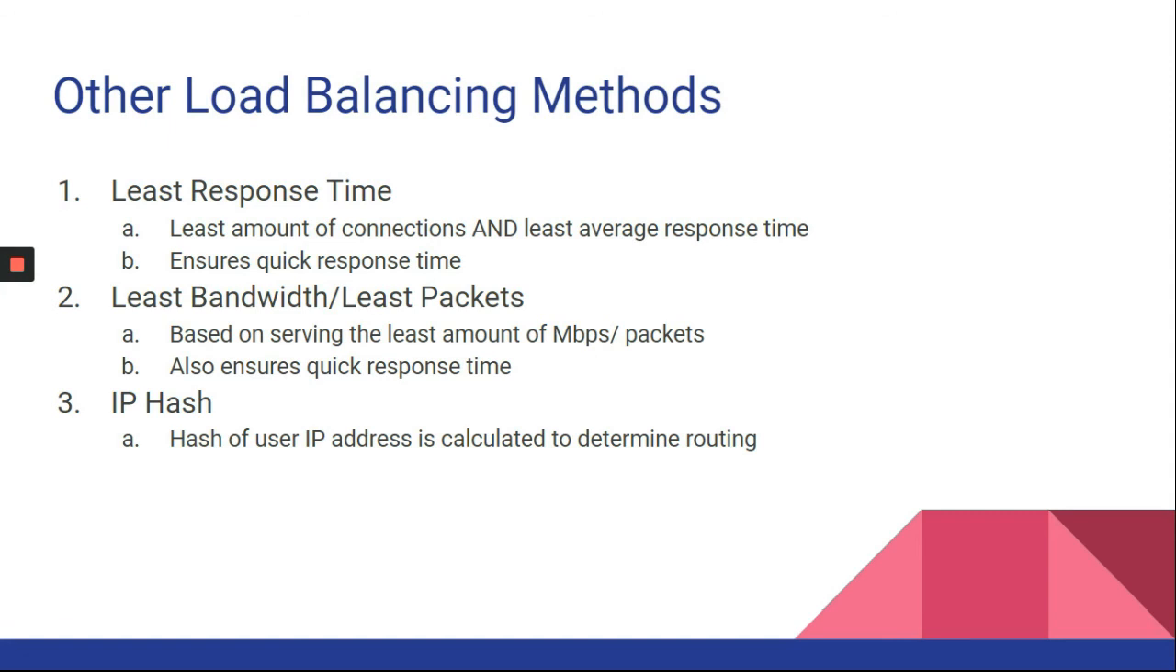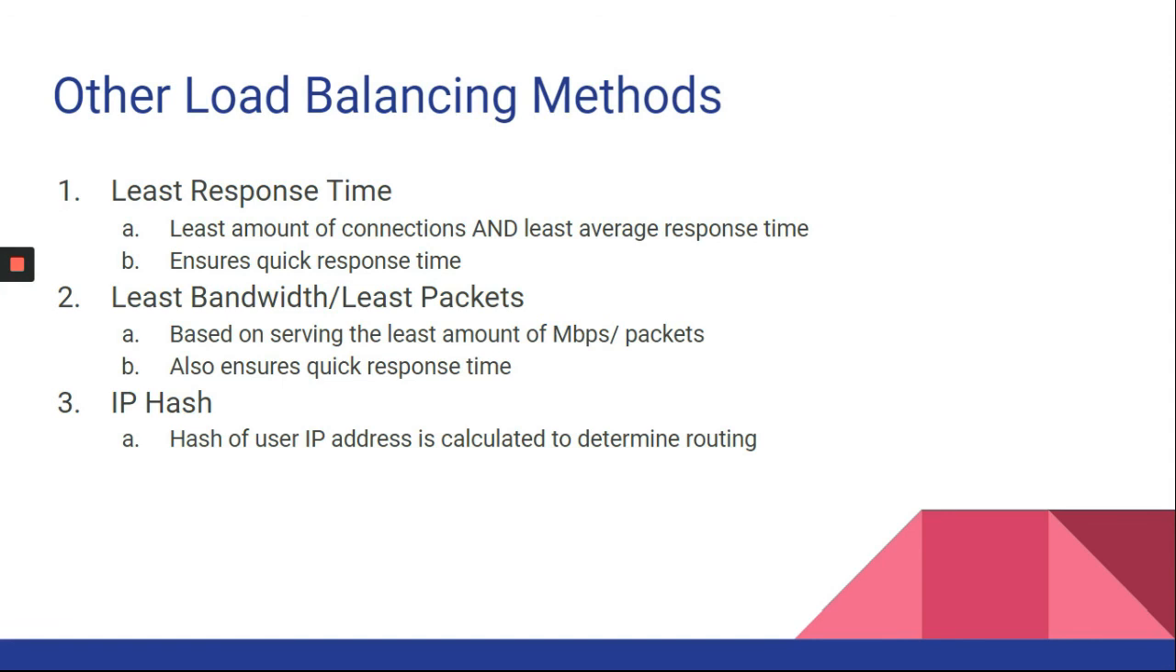Then we have the least bandwidth method, which is very similar to the least packets method. In the least bandwidth method, backend servers are selected based on the server's bandwidth consumption, and it will select the server that is currently serving the least amount of traffic, which is measured in megabits per second. Similar to the least bandwidth method is the least packets method. Here, the server transmitting the least amount of packets is selected by the load balancer.